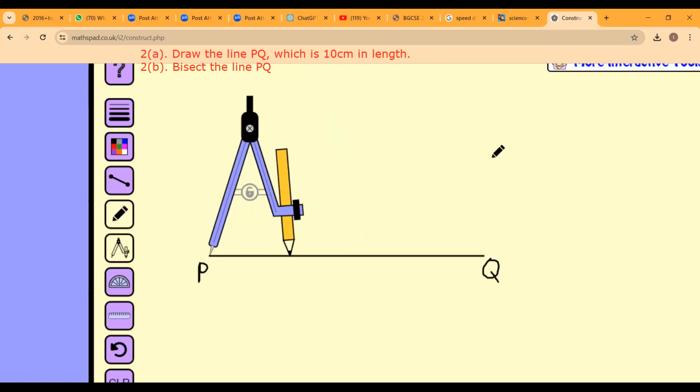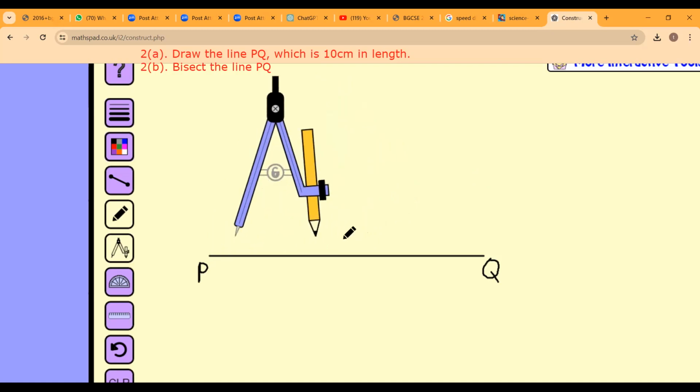Mark, where's Mark? Where are we gonna put our compass point? At P or at Q? Mark. Where's Mark? Mark, are you there? I can't hear from Mark.